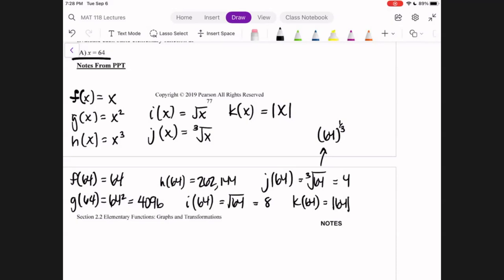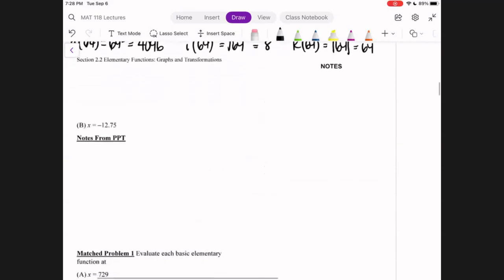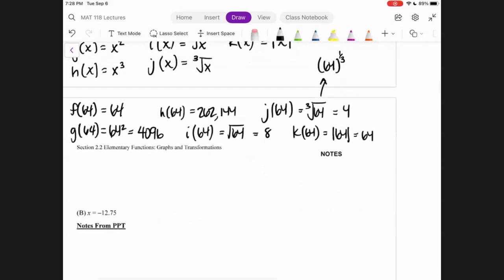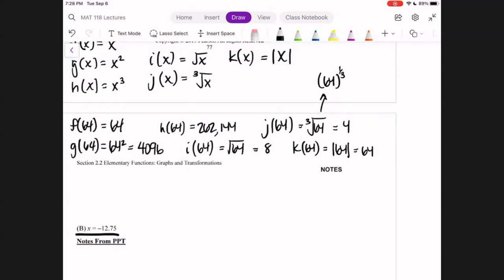How far is 64 from 0? It's 64 units. Okay. So this next one here is just this number. Typically, in my experience, if we just go through this one real quickly, there are a few it won't work for. So F of negative 12.75 is just negative 12.75. It's just the same thing. So identity, whatever you plug in, will be your same output.